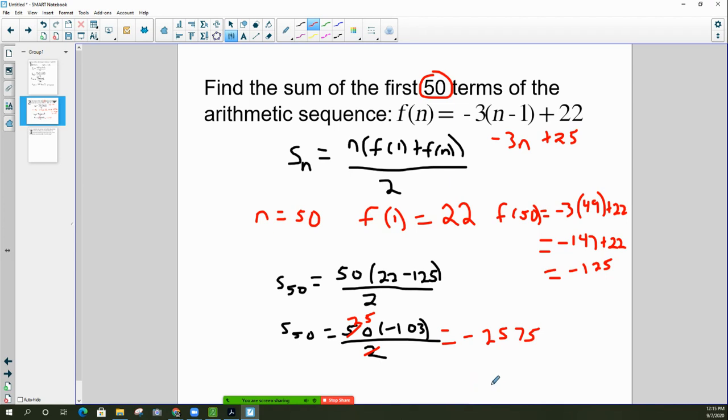So the sum of the first 50 terms is negative 2,575. All right, and hopefully the negative part makes sense because our common difference is negative, so the numbers are getting smaller and smaller and smaller, so we're adding up a bunch of negative numbers.